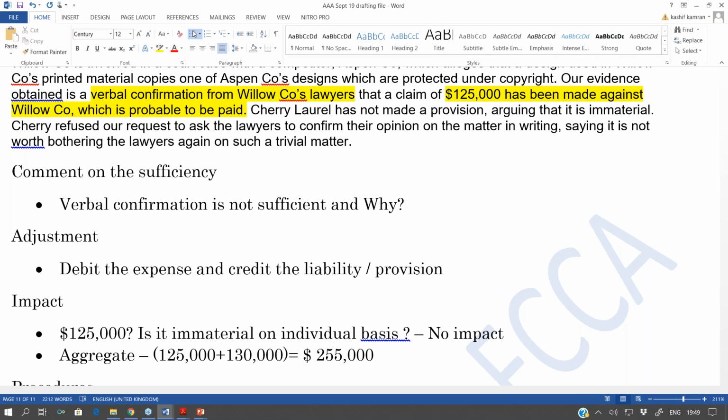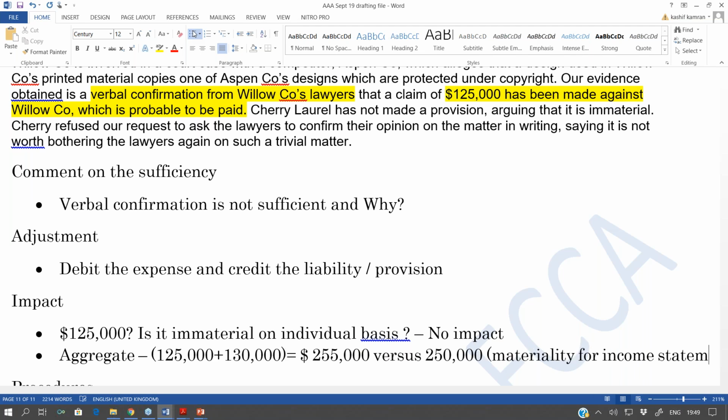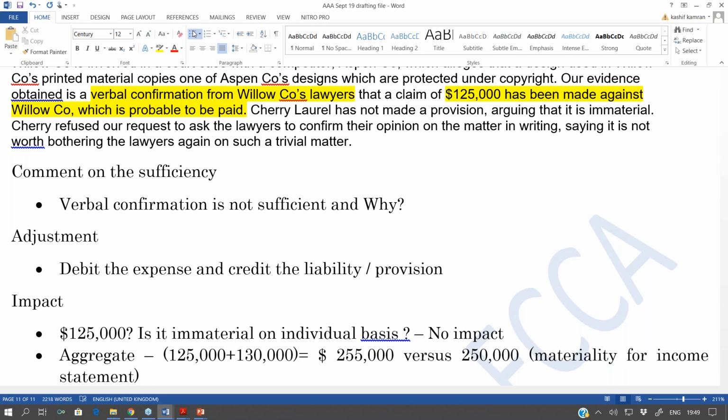Is everyone getting my point? It is still immaterial on the balance sheet. It is material on the income statement. Is everyone getting that point? The debit of the cost of sale and the debit of the expense, right? So $255,000 versus $250,000, which is the materiality for the income statement. So has it become material?